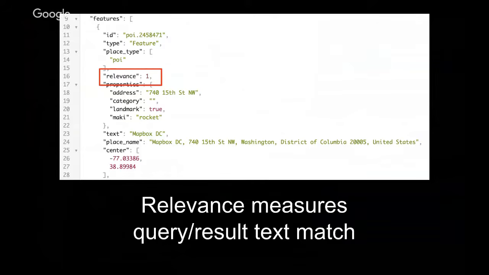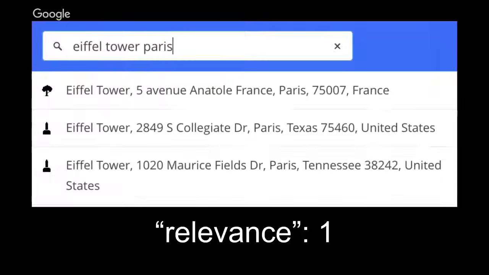So what relevance measures is the result and query text match. It's just a text match. It's not returning a relevance in terms of how prominent a feature might be in the world. It's giving you a text match score of 1. So if every letter of your query string matches what's in our index, you're going to get a relevance score of 1. So sometimes this can deliver somewhat unexpected results.